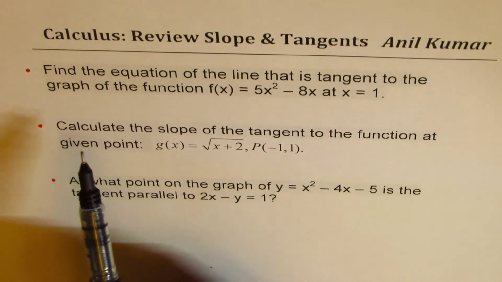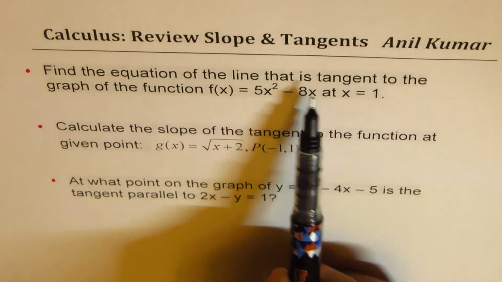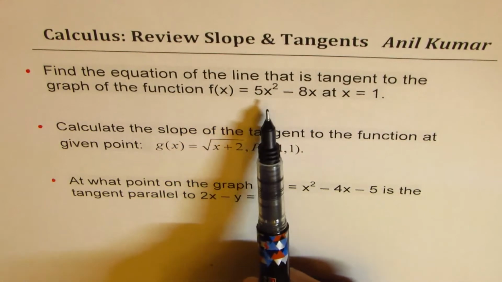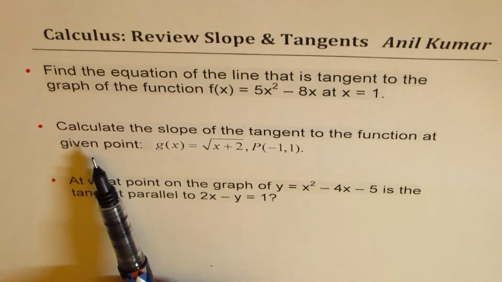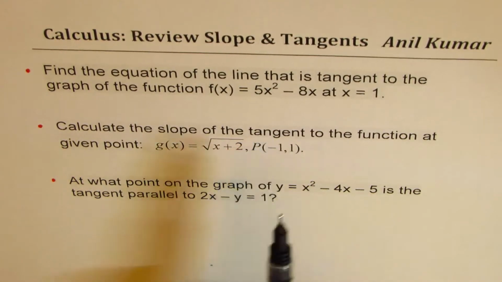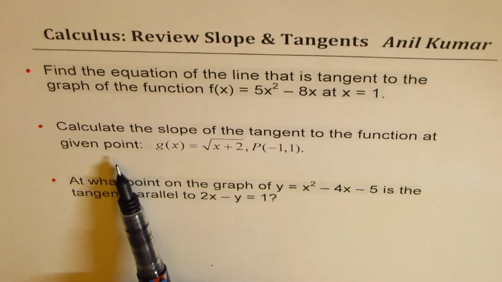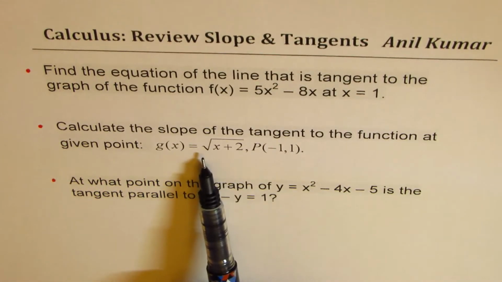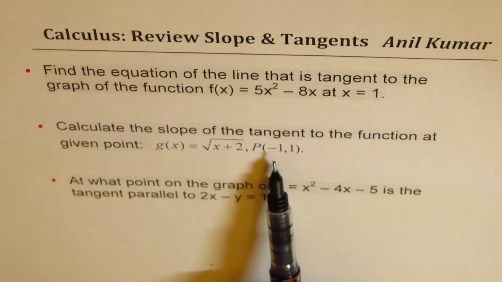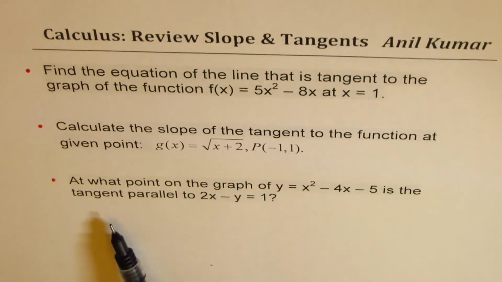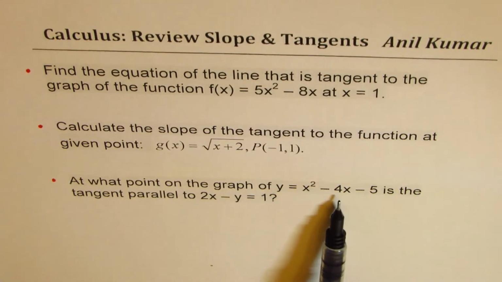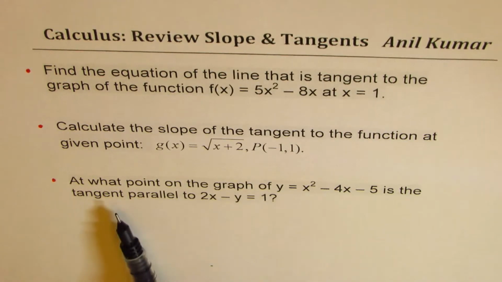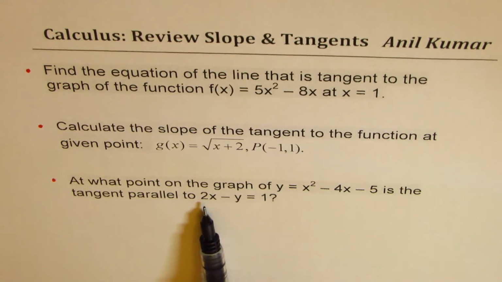The 3 questions here are: find the equation of line that is tangent to the graph of the function 5x squared minus 8x at x equals 1. The second question is: calculate the slope of tangent to the function at given point. The function is g of x equals square root of x plus 2. The point is minus 1, 1. And the third question here is: at what point on the graph of y equals x squared minus 4x minus 5 is the tangent parallel to 2x minus y equals 1?